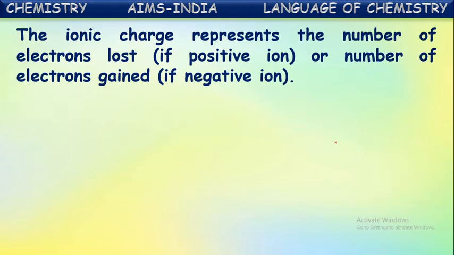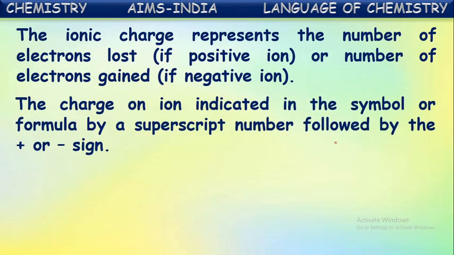The ionic charge represents the number of electrons lost or the number of electrons gained. Yes, the charge present on the ion represents the number of electrons either gained or lost by an element. For example, if it is having positive charge, then the total positive charge present on the atom represents the total number of electrons lost by it. If it is having negative charge, then the total negative charge represents the total number of electrons gained by that atom in the formation of that ion.